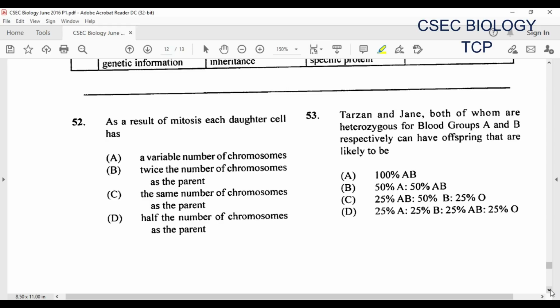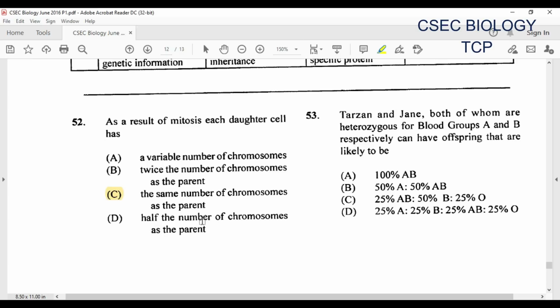And for 52, as a result of mitosis, each daughter cell has... all right, daughter cells from mitosis usually have the diploid number, which is the full number of chromosomes. But let us look at what this question really wants us to do. As a result of mitosis, each daughter cell has a variable number of chromosomes, twice the number of chromosomes, the same number of chromosomes as parents, half the number of chromosomes as parents. So D would have been meiosis, and of course our answer here is going to be C, as it's the same number, the full number of chromosomes, diploid.